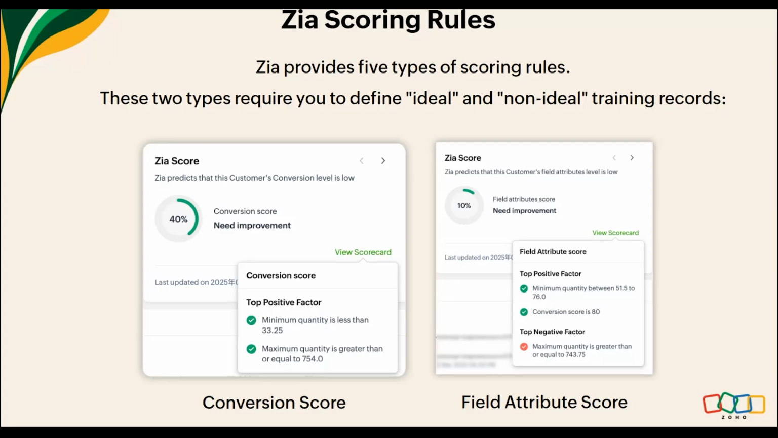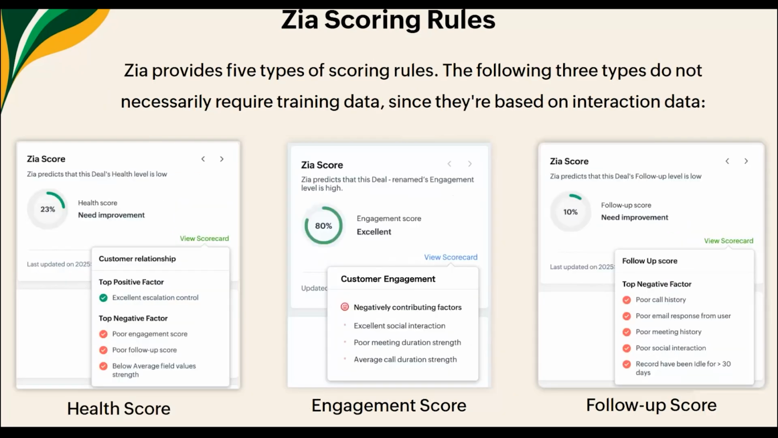So for all of these scores, you need to basically define what an ideal and non-ideal record looks like, so that Zia can use that to improve its models. However, it's not completely mandatory for these 3 particular types of scores, simply because they're largely based on the customer interactions, like I just told you, and all of the activity on the record, such as the emails sent, the calls made, things like that.